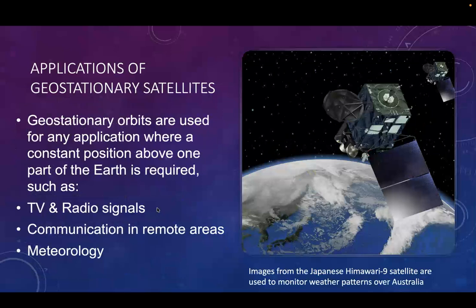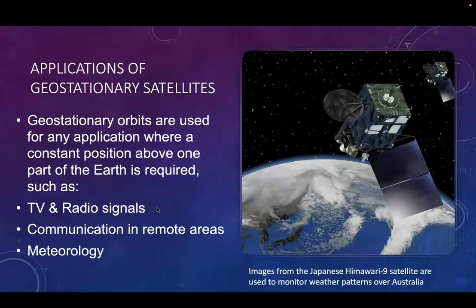But what do we actually use geostationary satellites for? And then we'll look at what the requirements are to have a satellite in geostationary orbit and remain in that orbit. Basically, we use geostationary orbits for any applications where we want a constant position of the satellite above the Earth, so we're always looking at one particular area on the Earth.